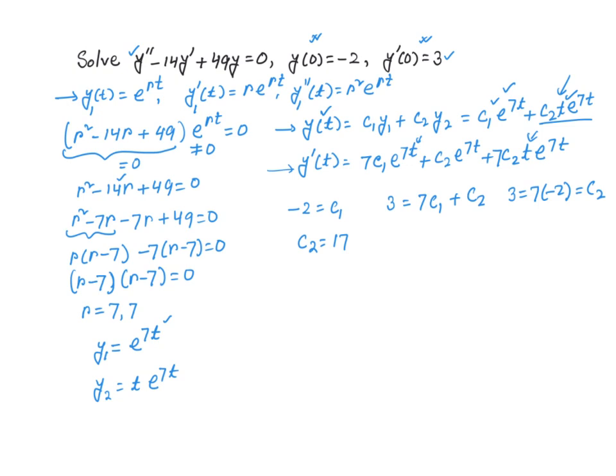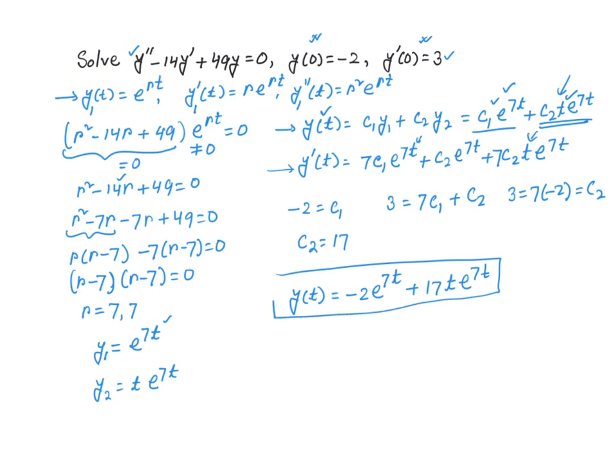So your final solution to the differential equation is going to be y of t is equal to c1 times e to the power 7t, so c1 is negative 2 times e to the power 7t, plus c2 is 17 times t times e to the power 7t, and that should be your final answer. So this is the solution to this given differential equation with the initial conditions, this and this. I hope that this discussion was helpful. Thank you very much.